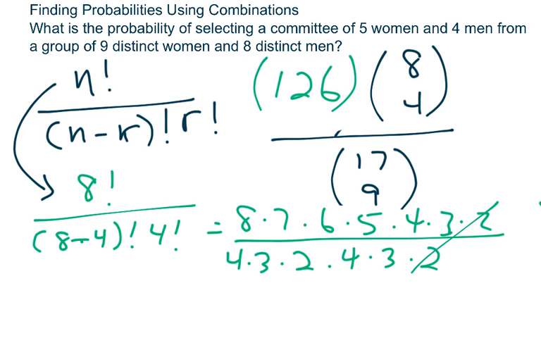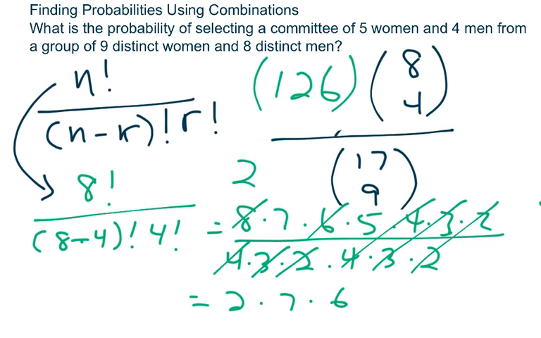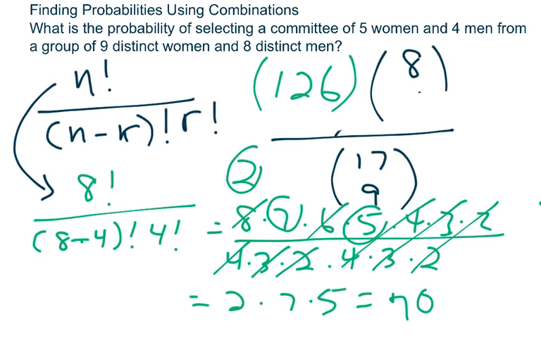Now we cancel where we can, so we cancel out the 4 times 3 times 2 from the numerator and denominator. Here again, 2 times 3 equals 6. I can cancel that out with my 6 in the numerator. And 4 divides into 8 2 times. So now I'm left with 2 times 7 times 5, which equals 70. So now I know that there are 70 different ways I can choose 4 men from a group of 8 distinct men.